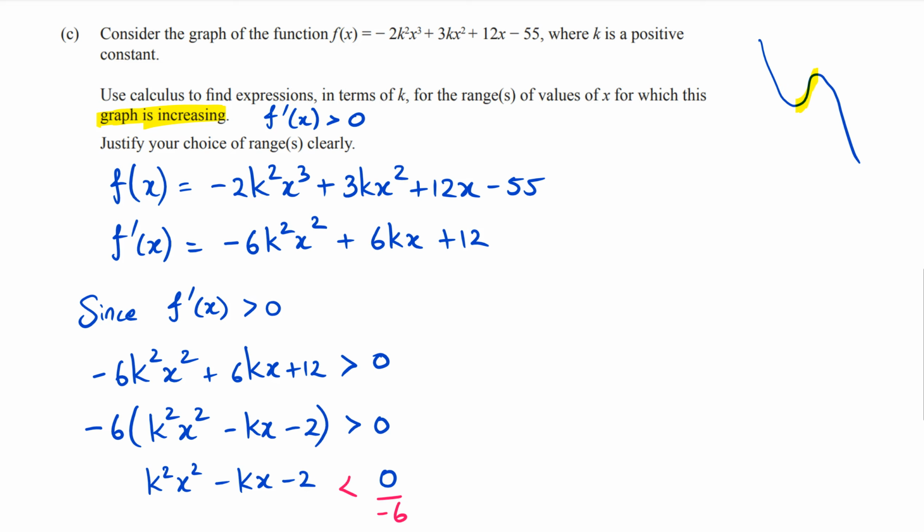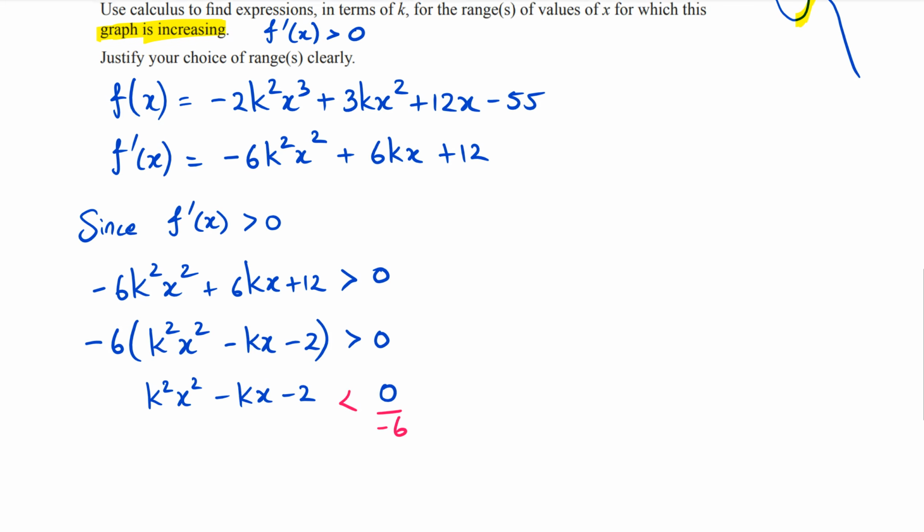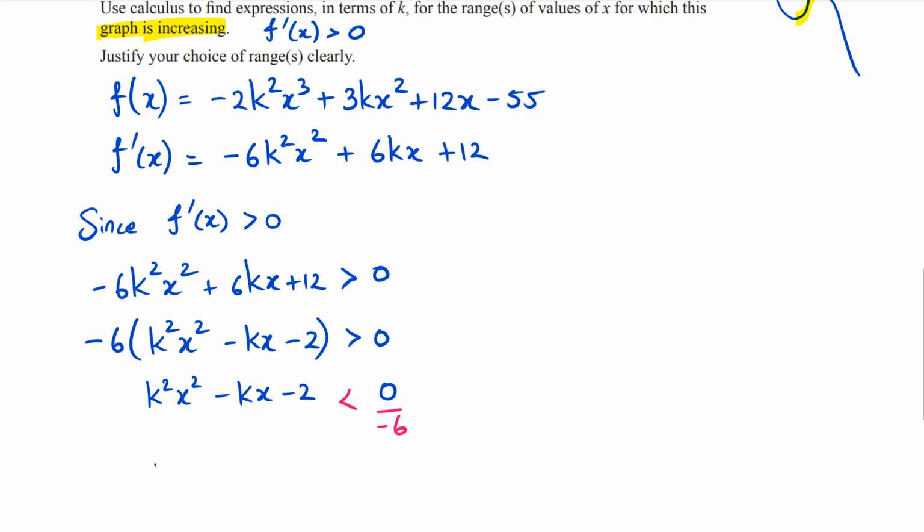All right, now this is the important part which people kind of forget about: just because you're dividing 0 by a number, you're still dividing by a negative number. That means in an inequality, the sign will actually switch over. So once that's done, we've got k squared x squared minus kx minus 2 is less than 0.